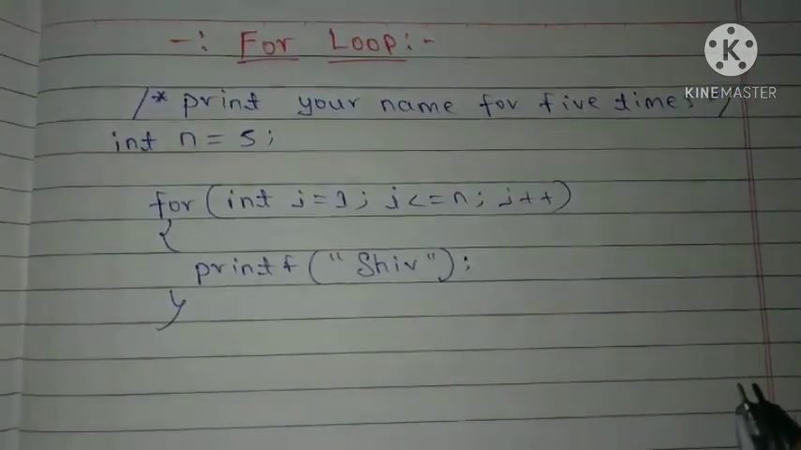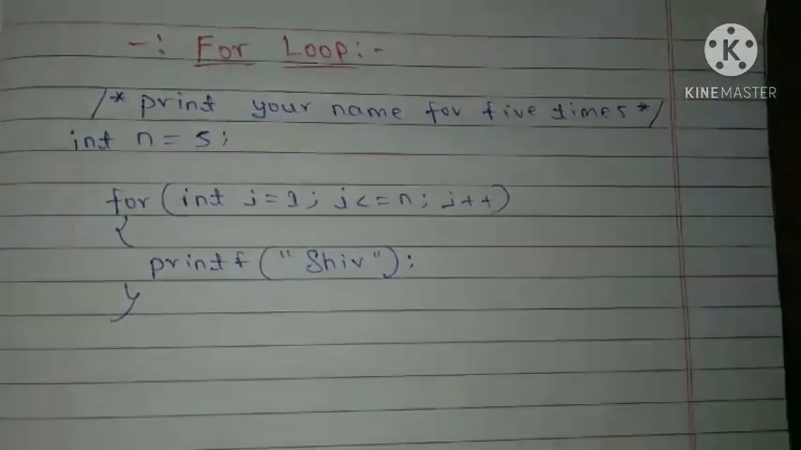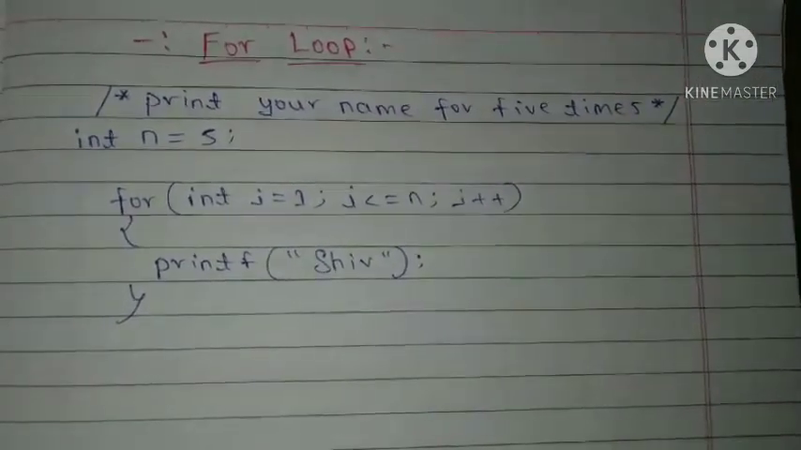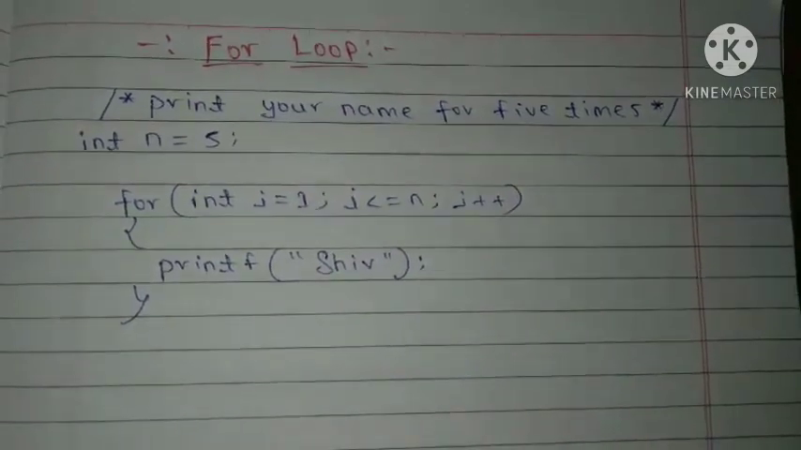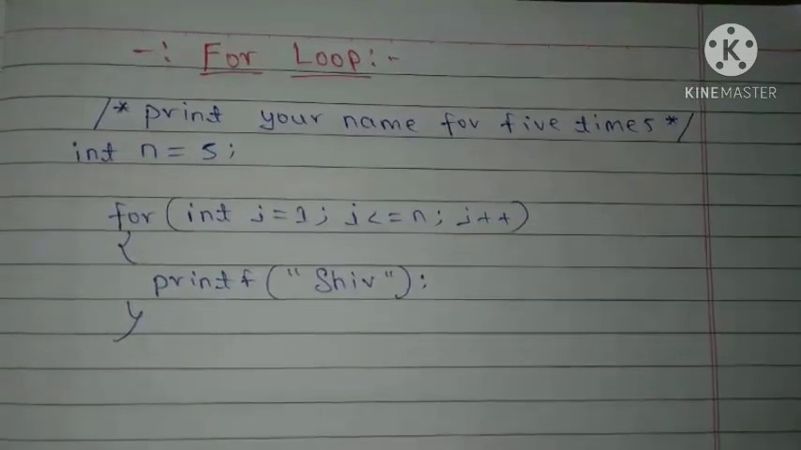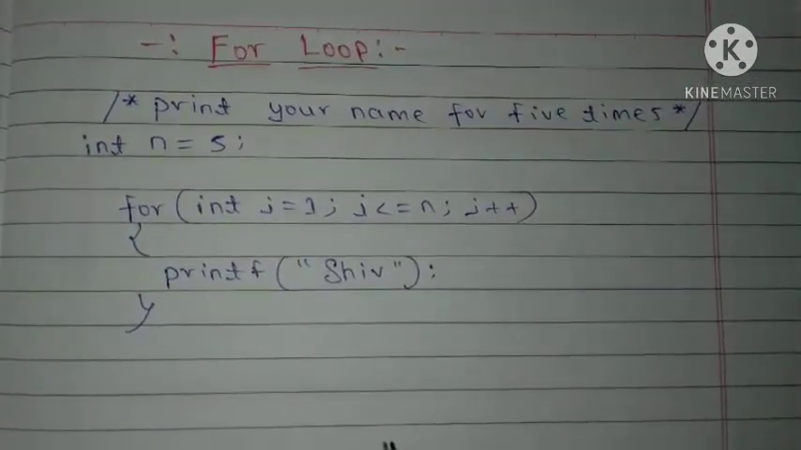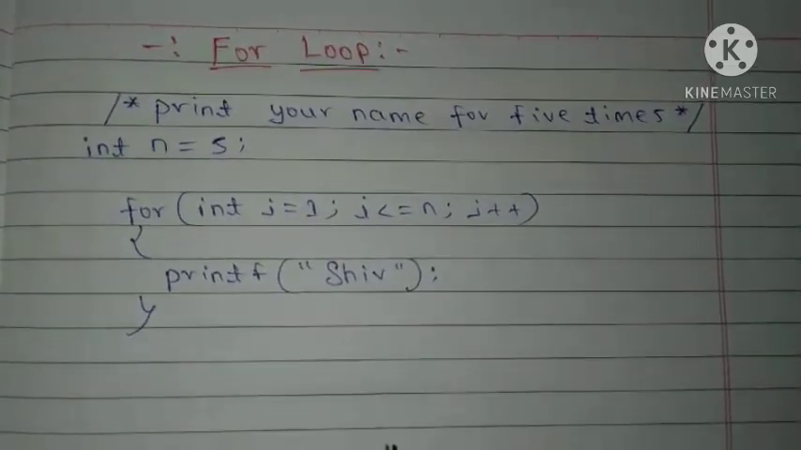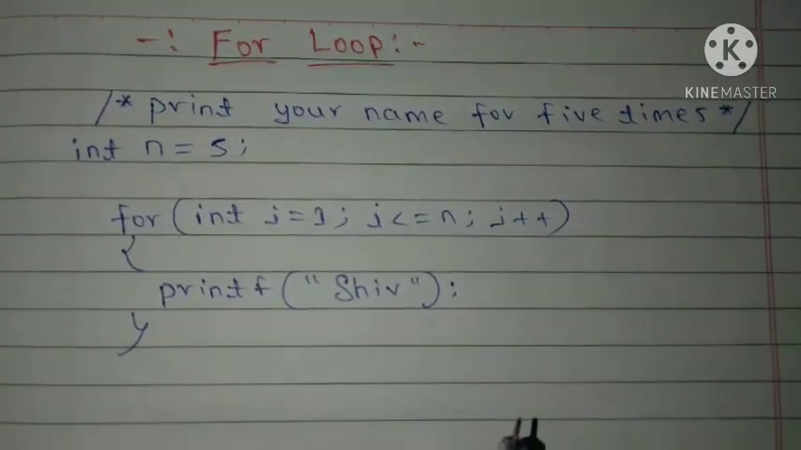So today's topic is for loop. First we have to understand what a loop is. In programming language, loop means a set of statements that executes repeatedly for a specific number of times. There are three types of loops in programming language: the first one is the while loop, the second one is the do while loop, and the third one is the for loop. Today we are going to discuss the for loop.